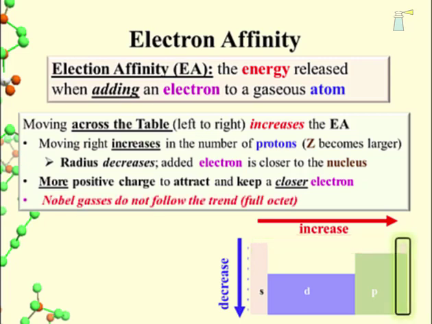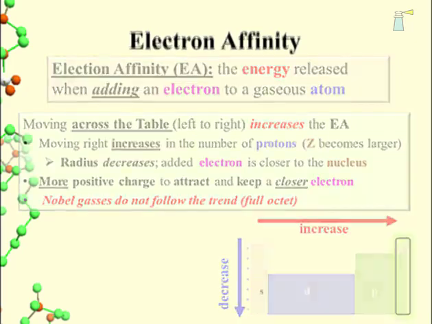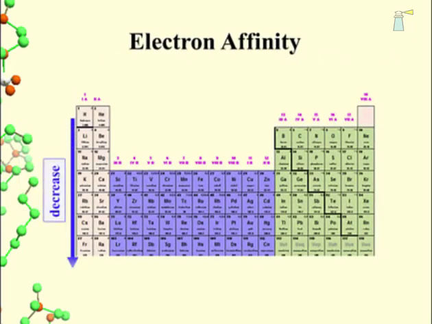It should be noted that the noble gases do not follow the trend. Again, they are stable with a full octet and are reluctant to add more electrons. Returning to the trends using the table, decreasing going down and increasing going across.